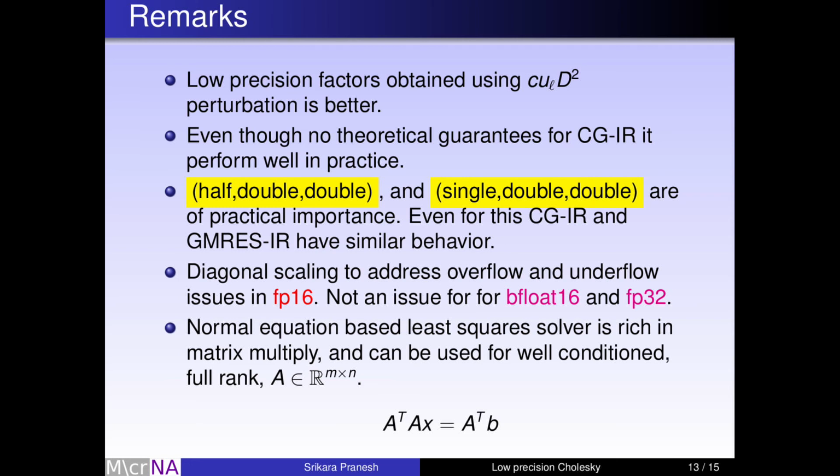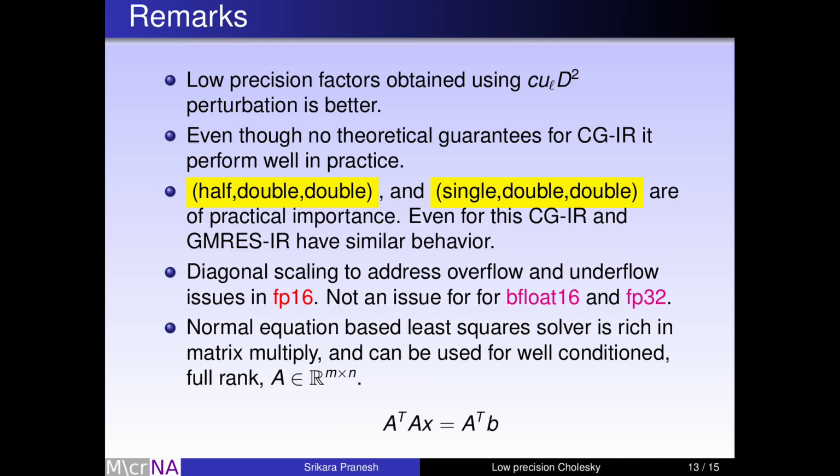That is, the maximum and minimum numbers which you can represent in half precision or FP16 are quite small. That is, anything greater than 65,500 is infinity. So you need to do something to ensure that that doesn't happen. So you can essentially employ diagonal scaling, but maybe we can discuss that offline. Okay, but if your low precision format is bfloat16 or FP32, that's not so much of a problem.